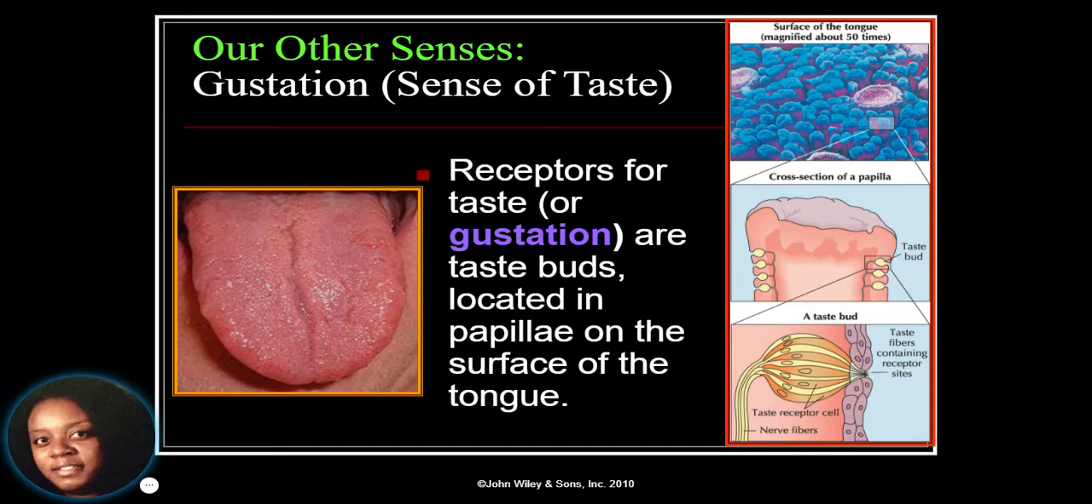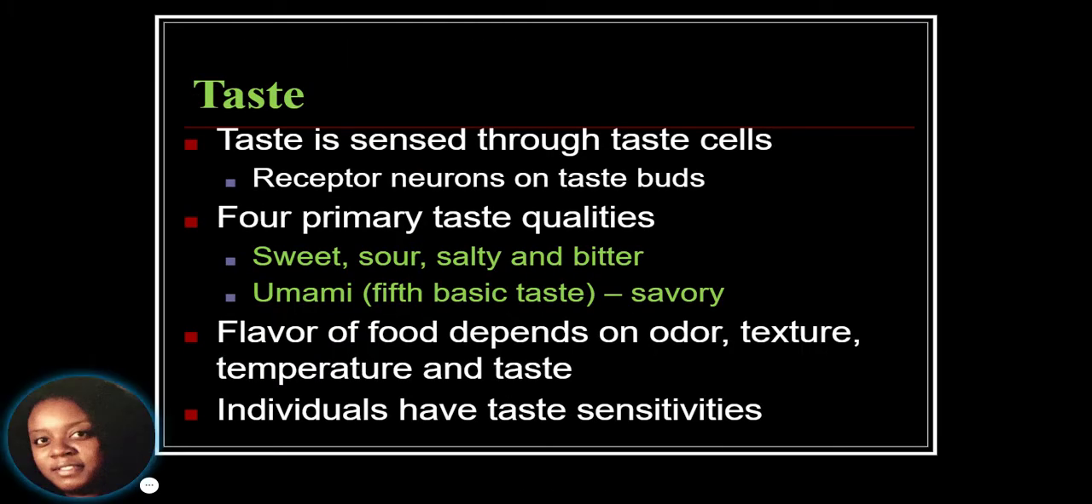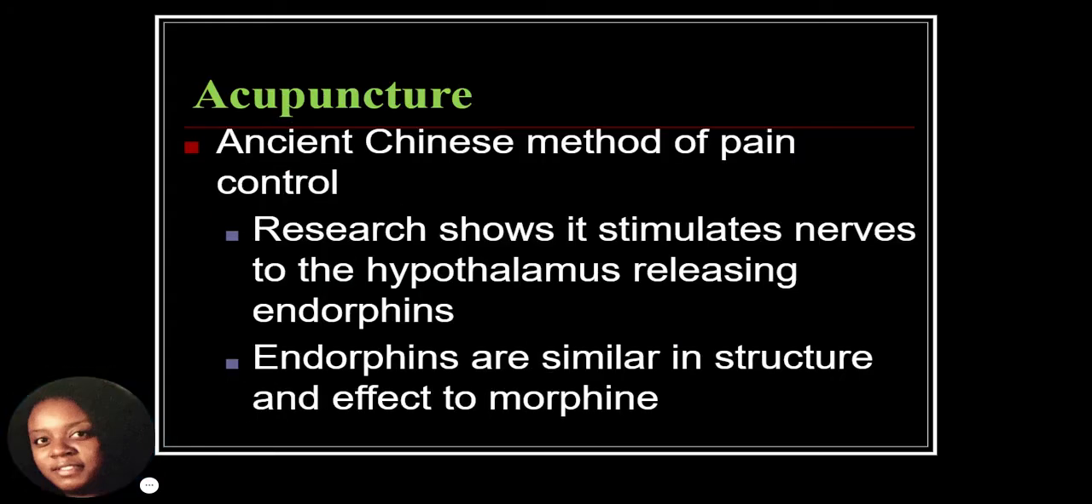Gustation is your sense of taste. All of your taste buds are located on the surface of your tongue. There are different types of taste. The four primary tastes are sweet, sour, salty, and bitter, all located on different areas of your tongue. And umami, which is the fifth basic taste, also called the savory taste, many people also believe in. Many people like food not only based on taste, but also on odor, texture, and temperature. Some people are taste sensitive and are super tasters. And when they taste things, they taste them more intently.